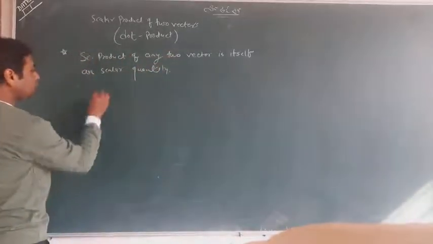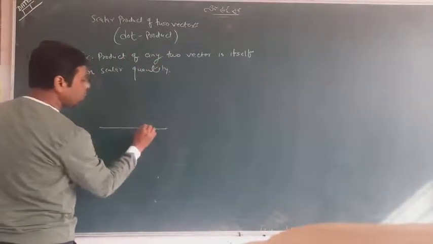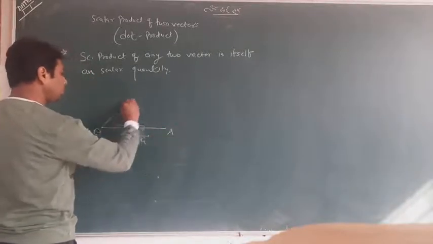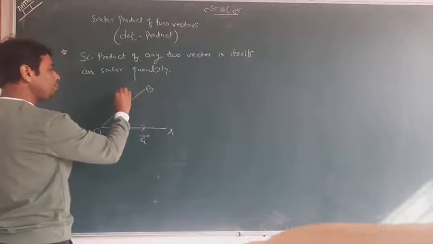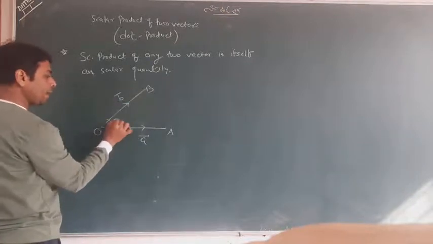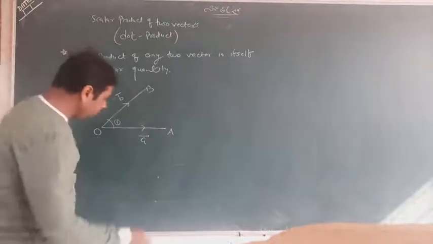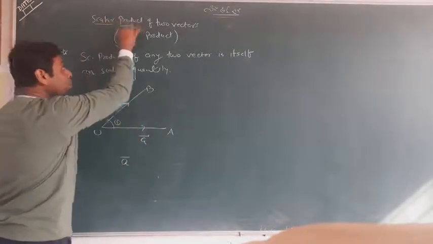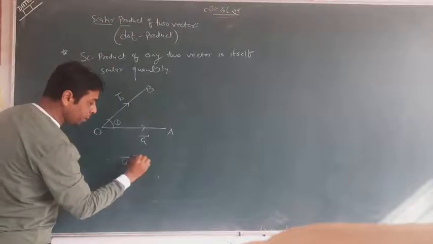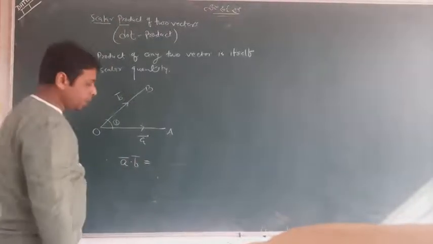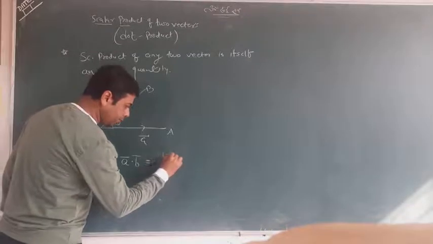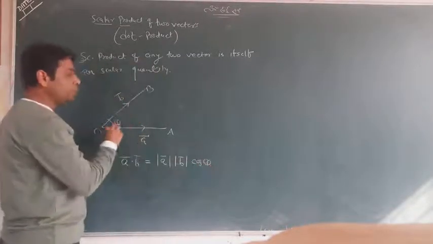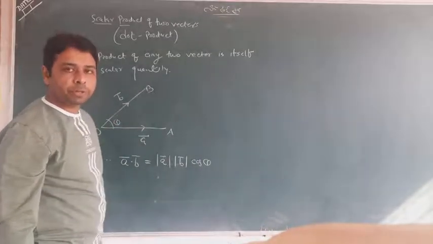Let me speak something about A and B. Suppose this vector is A, this is O. Suppose this vector is B. Between them we have angle theta. Then A and B have their scalar product given by A dot B, and it is defined by modulus of A into modulus of B into cosine of the angle between them.